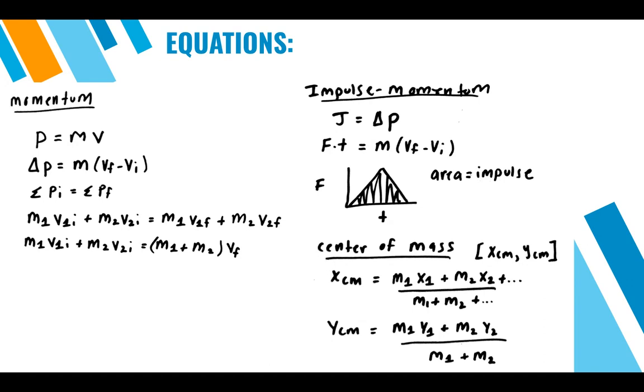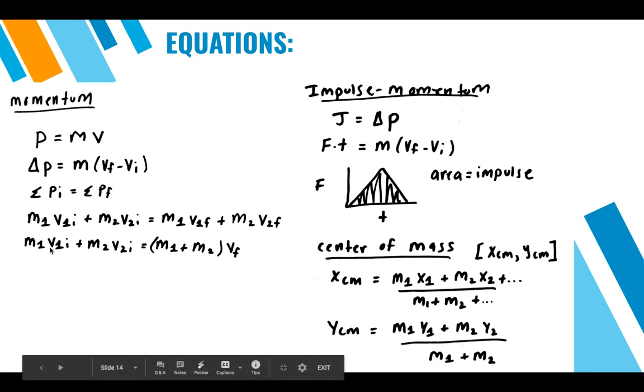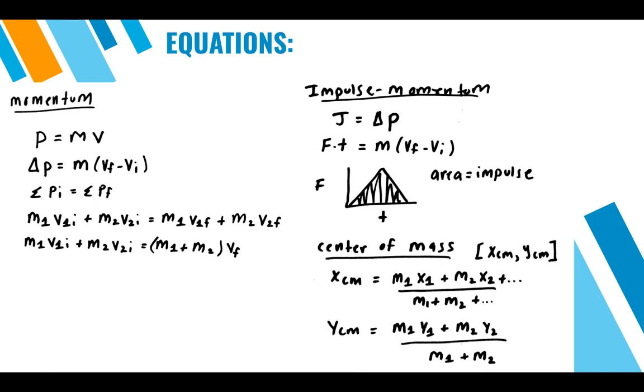For inelastic collisions, in which the objects stick together after the collision, we can use this equation for conservation of momentum, which again states that the sum of the initial momentum must equal the sum of the final masses times their shared final velocity. So those are the strictly momentum equations.